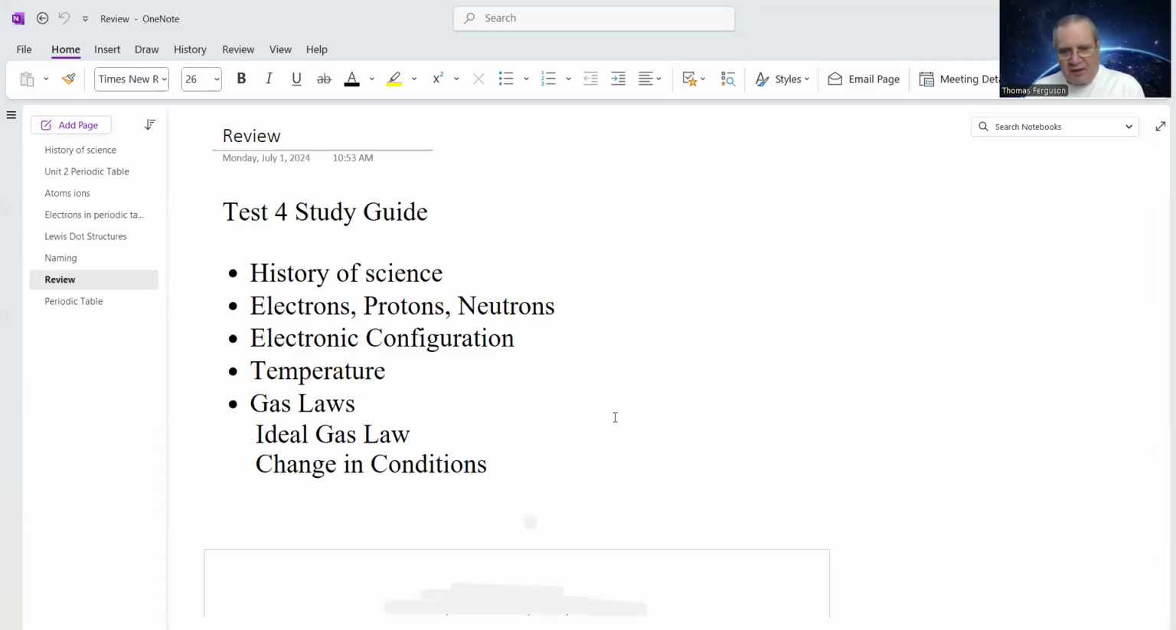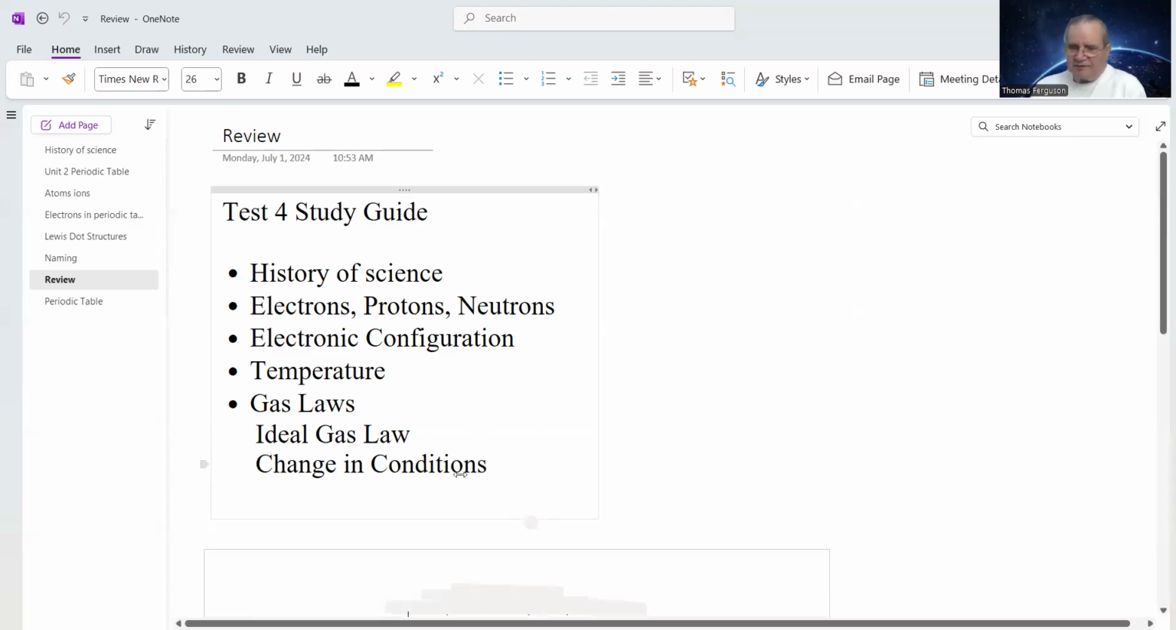But anyway, history of science: I want you to think about a 1 or 2 word description of each of the major scientists and what they discovered, up until the quantum mechanical model. Electrons, protons, neutrons: we're going to fill out a table looking at different isotopes with different electrons and protons. We're going to look at electronic configuration, temperature, Kelvin versus Celsius, and the gas laws, both the ideal gas law and changes in conditions for gases.